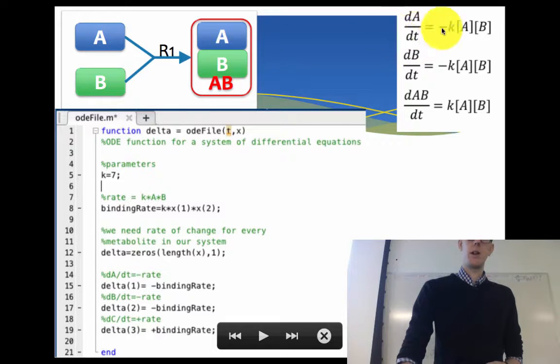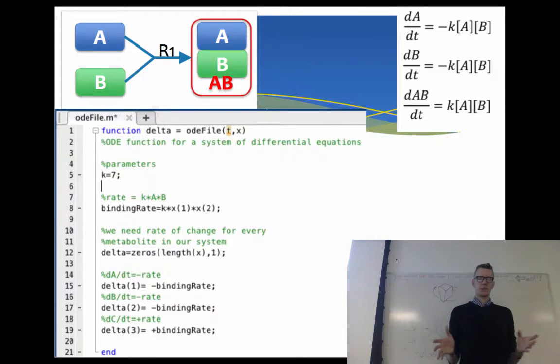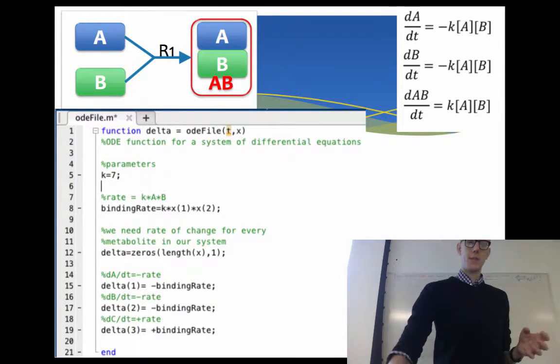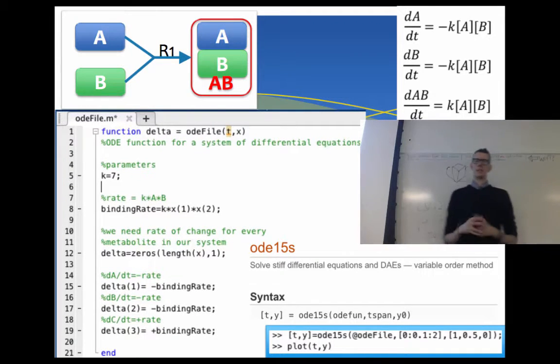So delta 1 is going to be the minus KAB, delta 2 is going to be the minus KAB, and delta 3 is going to be the plus KAB. Delta 1, 2, and 3. So it's very simple. Once we have that, we're able to do some awesome things. Let me just check if it's on the next slide. Okay, so here's how we run our system.